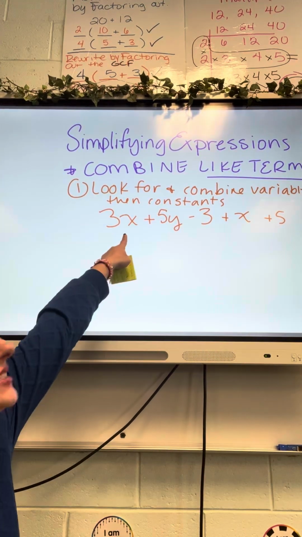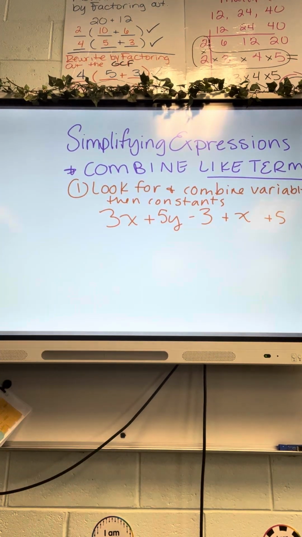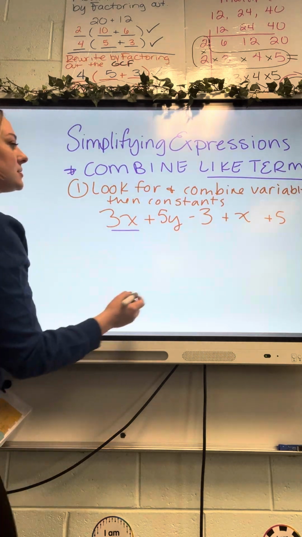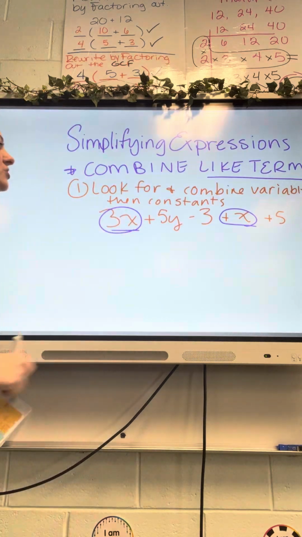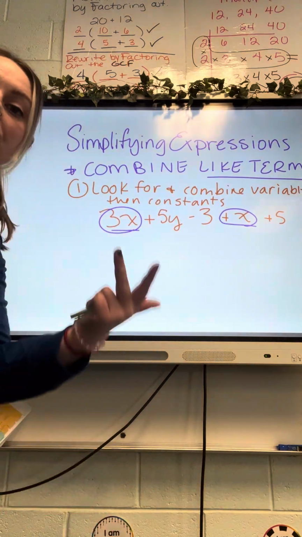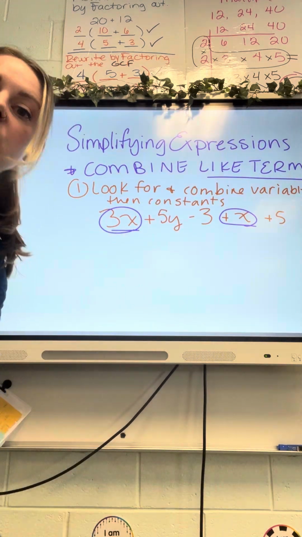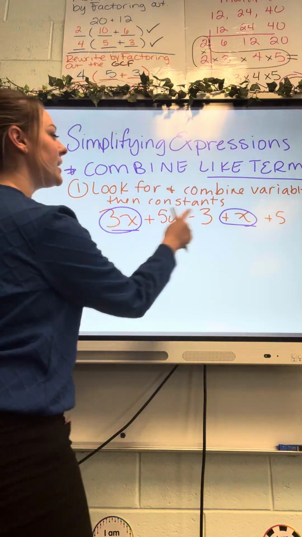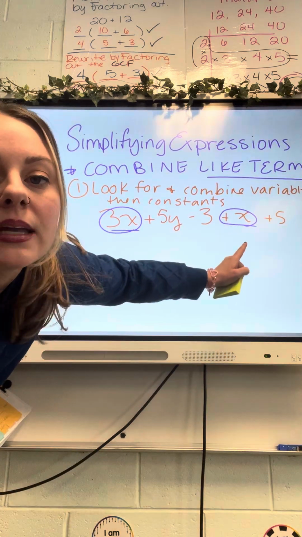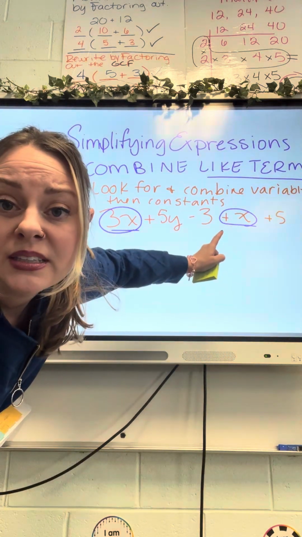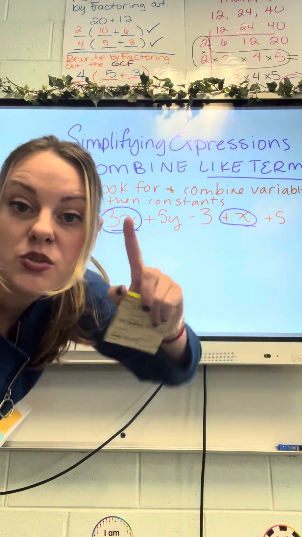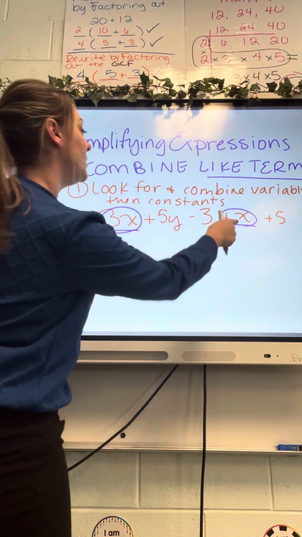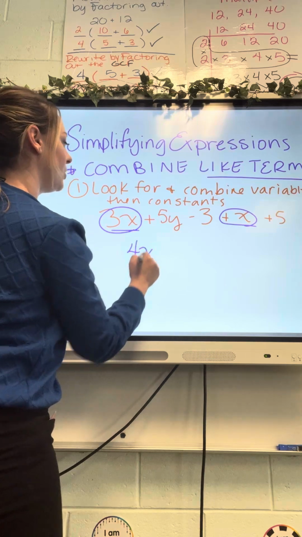So I have an x here. Do I have another x in my expression? Yes, it's over here. It's a plus x. A lot of teachers tell you to square them, diamond them, circle them. So I have 3x plus x. Now, how many x's is that? Is there a number in front of it? It's an invisible 1, but no, there's not, so that just means there's 1. So I have 3x plus 1 is 4x.